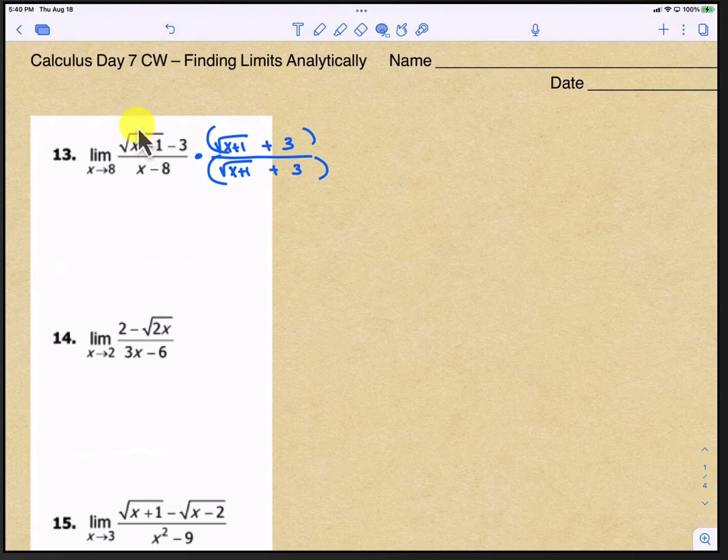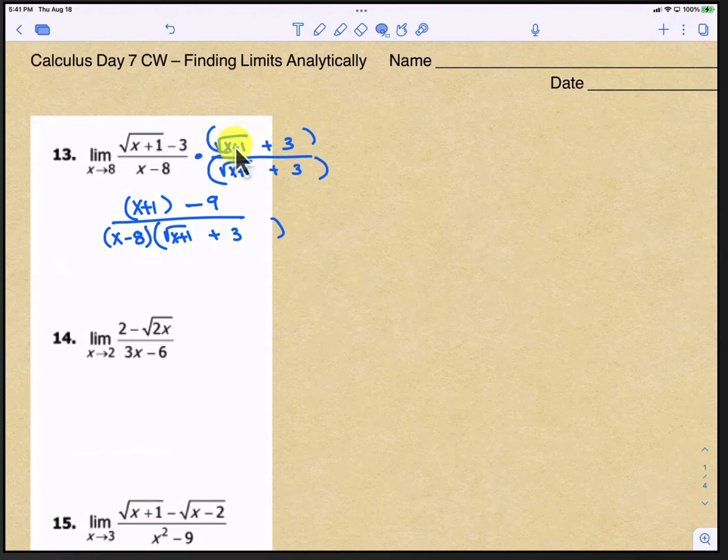So when you do radical x plus 1 times radical x plus 1, that's just going to be x plus 1, which is that there. And then radical times 3 is going to be 3 radical. And then negative 3 times radical is negative 3 radical. So those will end up canceling out. So then the only thing left on the top is negative 3 times positive 3, which is minus 9.